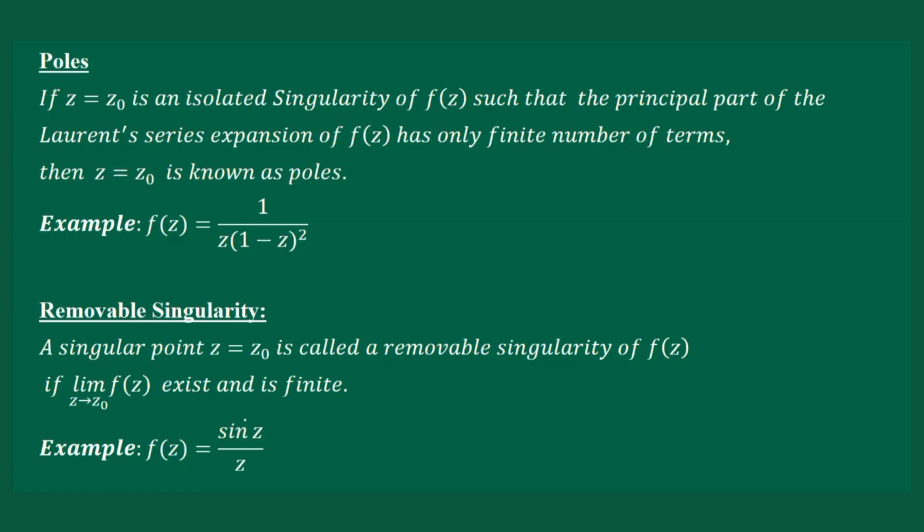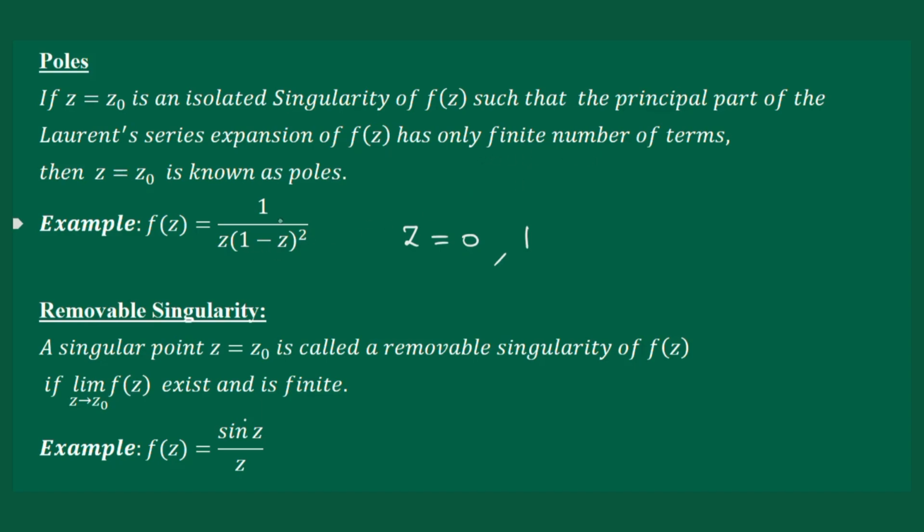Next is poles. Poles means first it should be an isolated singularity, and apart from that the principal part of the Laurent series expansion has only a finite number of terms. Here, if we notice this example, 1 by z into (1 minus z) whole square, the singular points are z equal to 0 and z equal to 1. They are first of all isolated singular points, and they are also called poles. Why we call them poles is that if you expand this function, it contains a principal part, and in that principal part it contains only a finite number of terms.